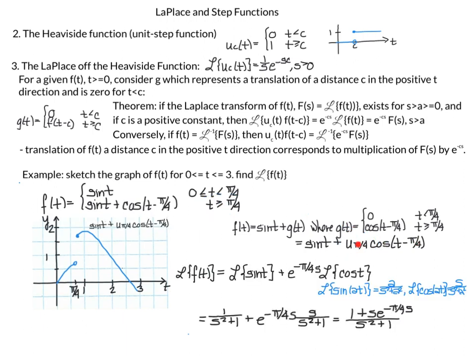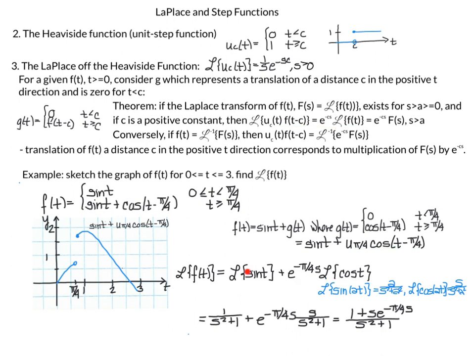Now that I have my function written out in this form, the Laplace transform of f(t) is equal to the Laplace transform of sine of t plus, from our theorem, when we shift our function by pi over 4, where f(t) is equal to cosine of t, now shifted by pi over 4 with our Heaviside function and our minus pi over 4, that's equal to e^(-cs), that's e^(-(pi/4)s), times the Laplace transform of f(t).